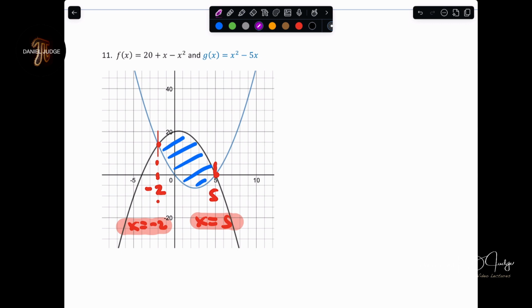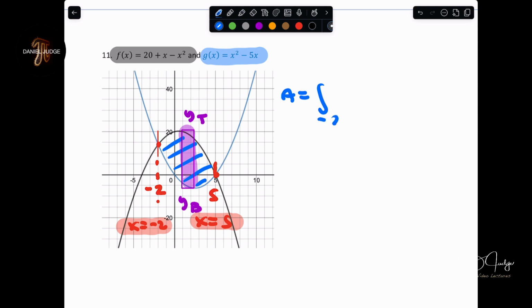Alrighty. Rectangle. Approximating rectangle, we need the top curve, which is the parabola that's opening down. That's going to be the first one because you have the -x squared. That's a parabola opening down, so that's the top curve. And then the bottom curve is x squared minus 5x. That's the parabola that opens up. And area now is going to be the integral from -2 to 5 of y top minus y bottom.